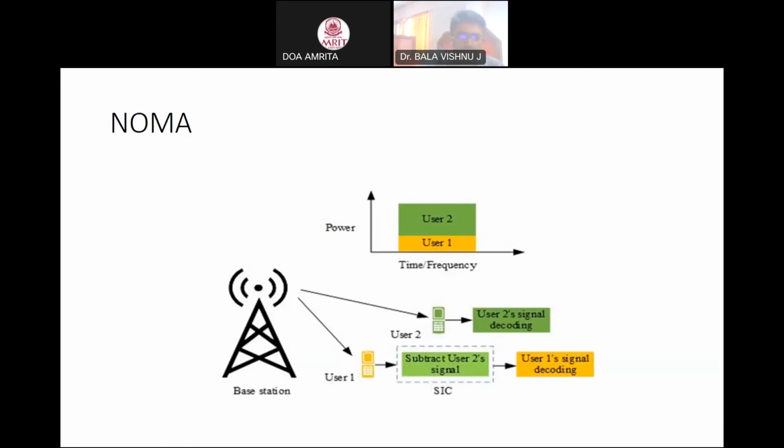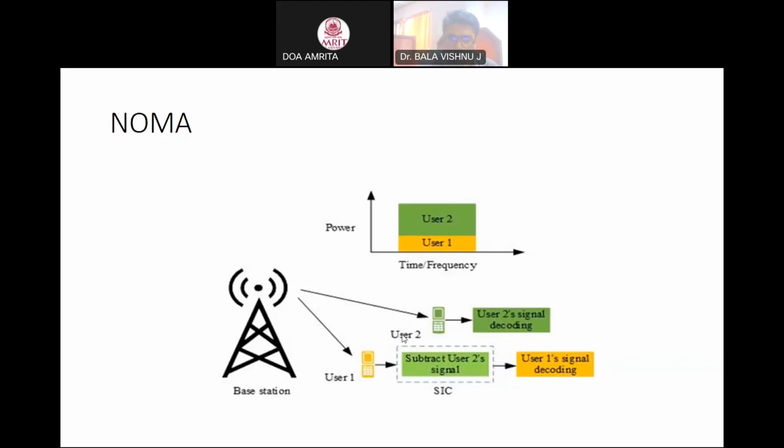So in the non-orthogonal multiplexing techniques, what we have is a base station at the transmitter side. Instead of transmitting user one information alone within that subcarrier, we add both user one and user two's information, and we transmit it.